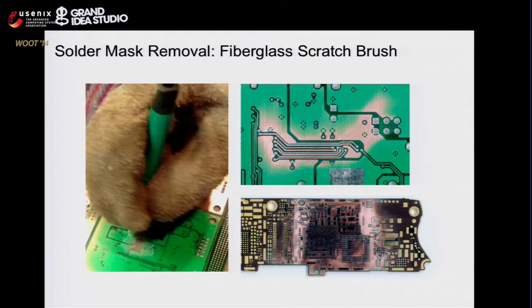Fiberglass scratch brush is used a lot for cleaning rust off of surfaces or off of cars. Sometimes you see it in the PC board rework area of a contract manufacturer if they need to remove solder mask from a specific area. So in this case, it's great, but it's going to take you a long time to get through an actual full board area.